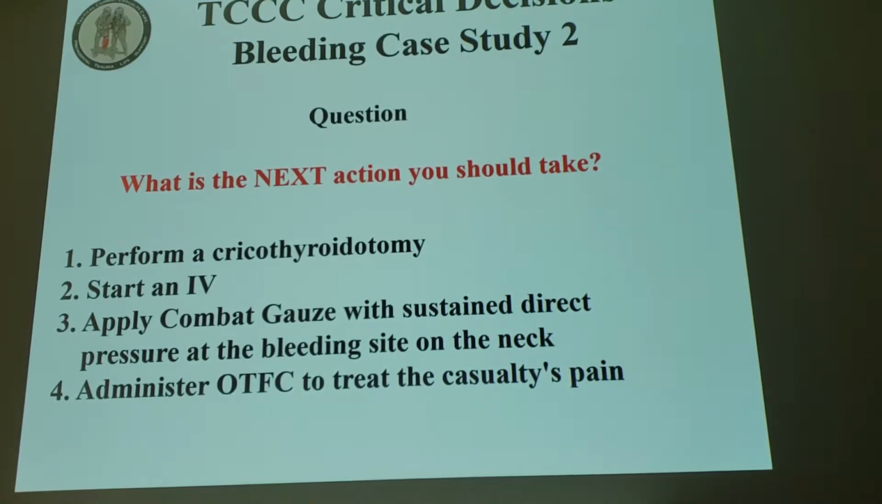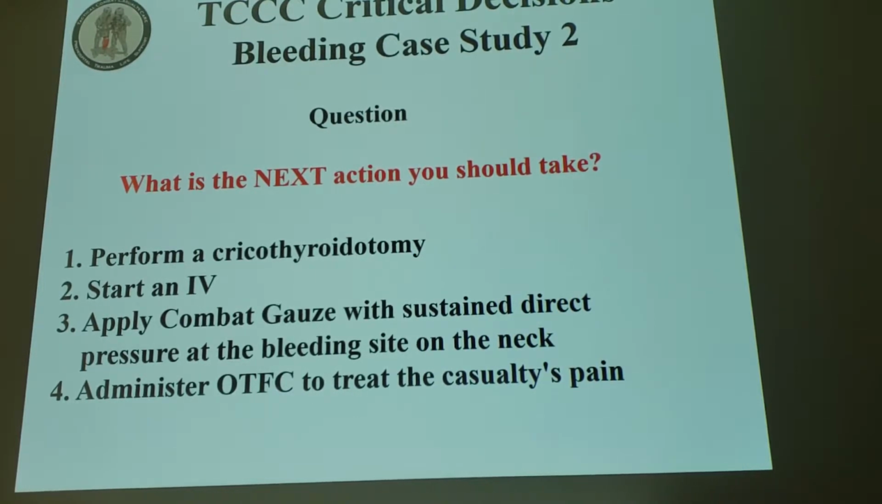Perform a cric, start an IV, apply combat gauze with sustained direct pressure at the bleeding site on the neck, administer oral transmucosal fentanyl citrate, the fentanyl lollipop, in other words, treat the casualty's pain. Three. Apply combat gauze with sustained direct pressure at the bleeding site on the neck.